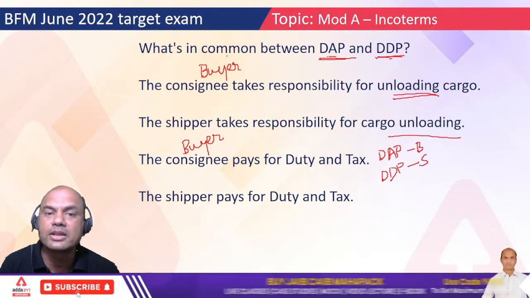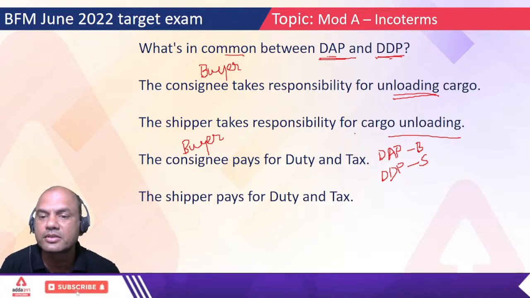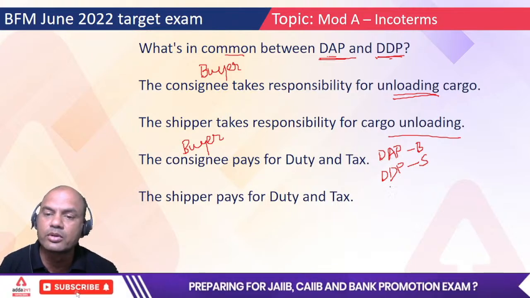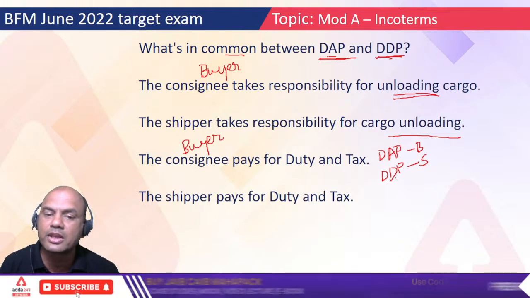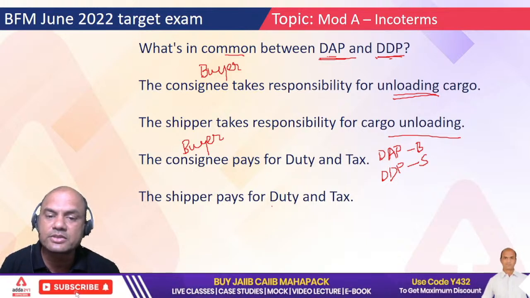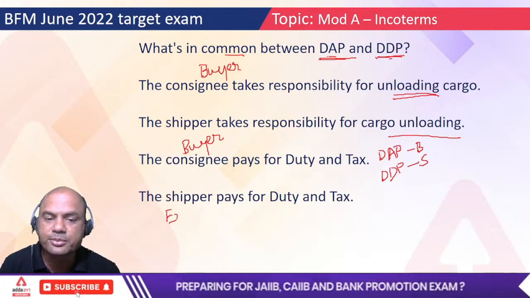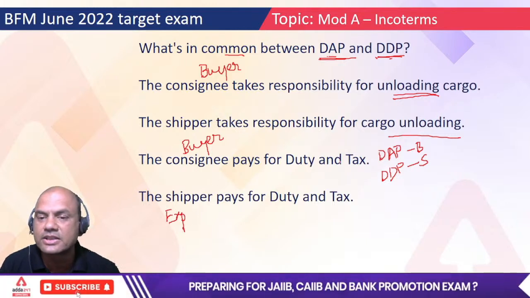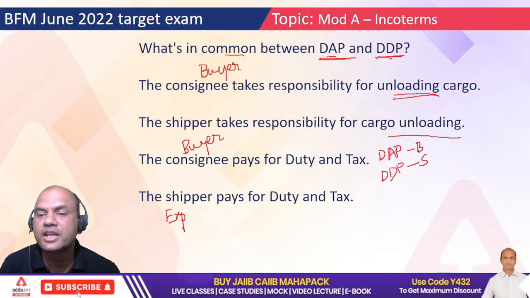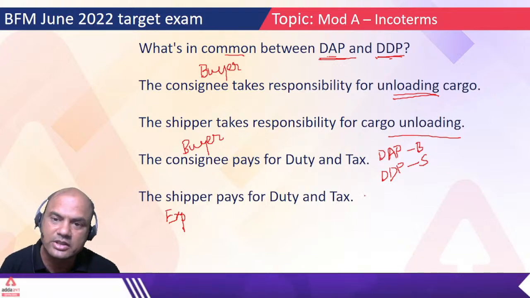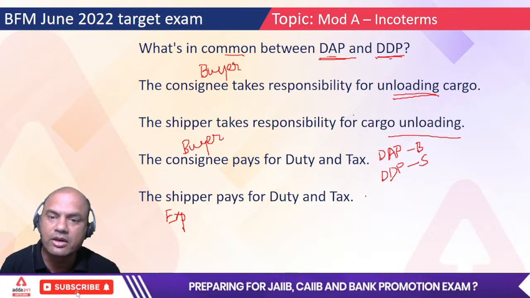What is asked? A common thing. Both the things should be common. So customs duty is paid in both DAP and DDP by one party only? No. The shipper pays for duty and tax. Shipper means exporter. Does the exporter pay for duty and tax? Just now we saw this. The duty is paid by the buyer in DAP, and in DDP it's paid by the seller. So this is also out. So this is out, this is out, this is out.